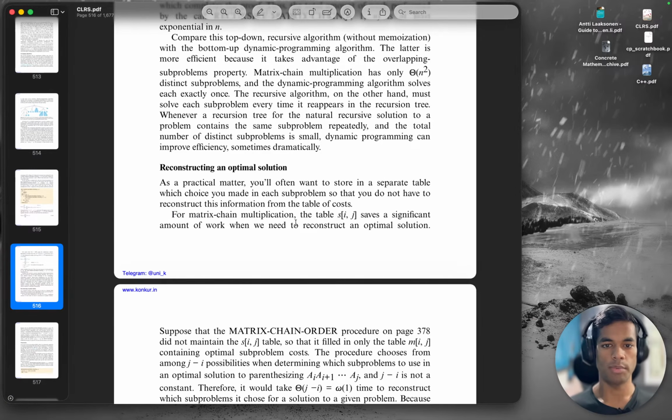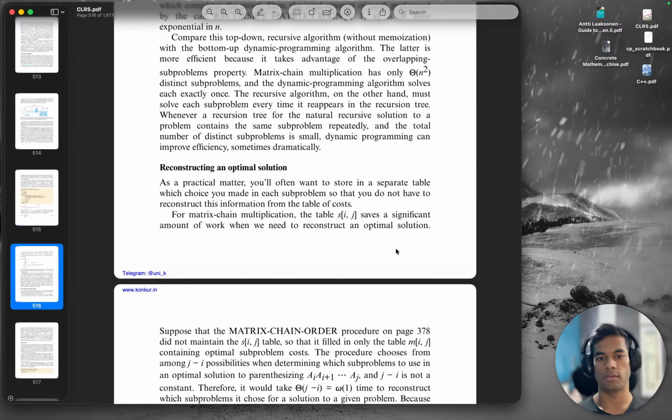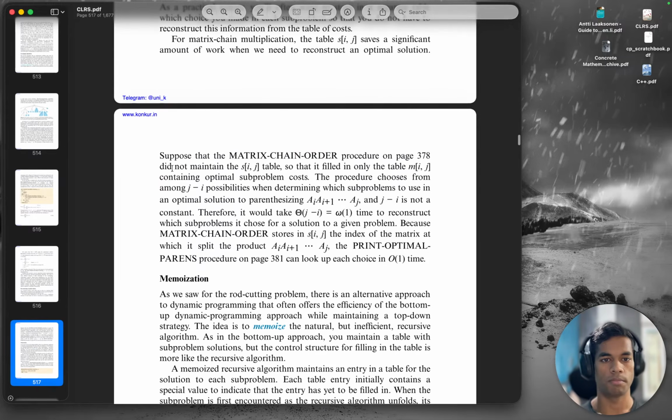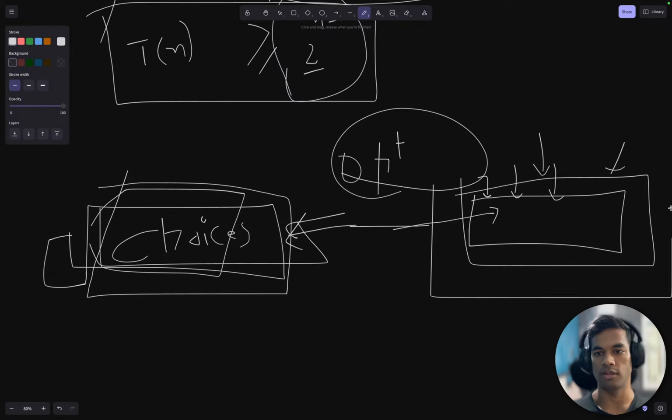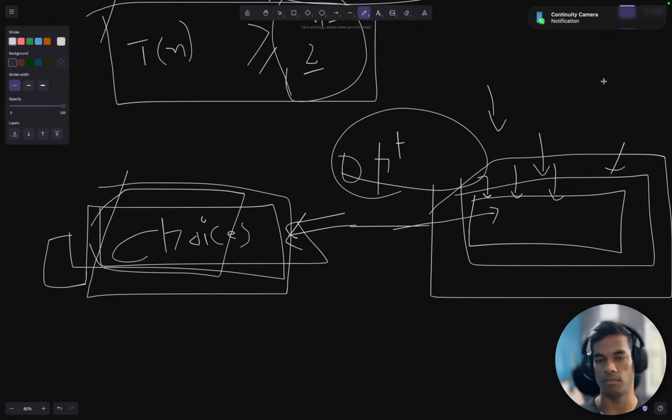For matrix chain multiplication, the table s[i][j], which is two-dimensional, saves a significant amount of work when we need to reconstruct an optimal solution. Suppose that the matrix chain order produced on page 378 did not maintain the s[i][j] table, so that we didn't store our extra information in this data structure where we are storing the choice that we are making.